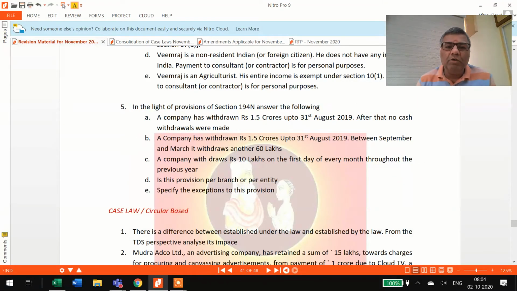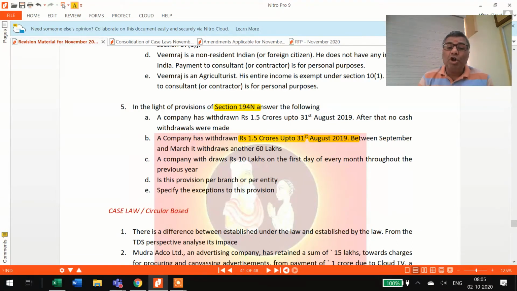In the light of provisions of section 194N, answer the following. A company has withdrawn 1.5 crores up to 31st August 2019, after which there is no withdrawal, no TDS. Between September and March, it withdraws 60 lakhs. On the 60 lakhs, at the specified percentage, tax has to be deducted at source.